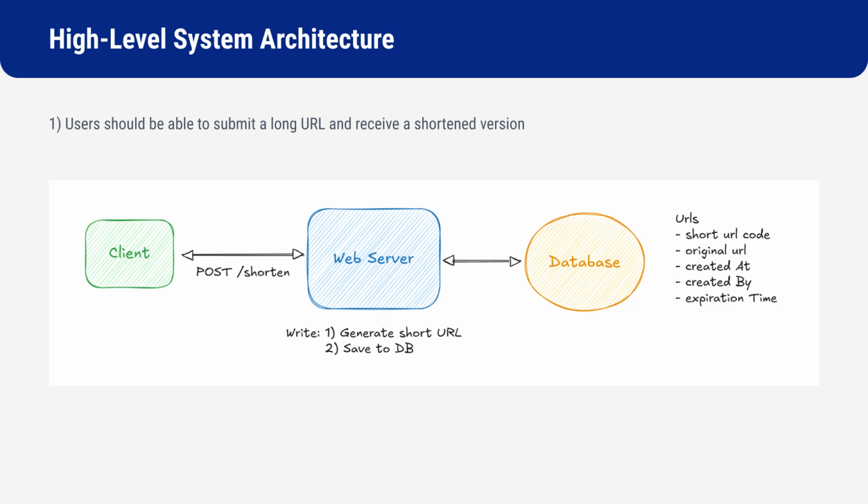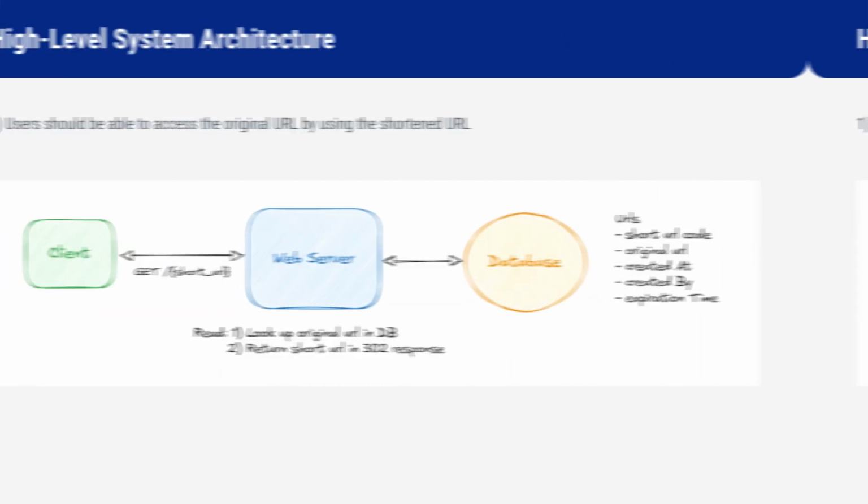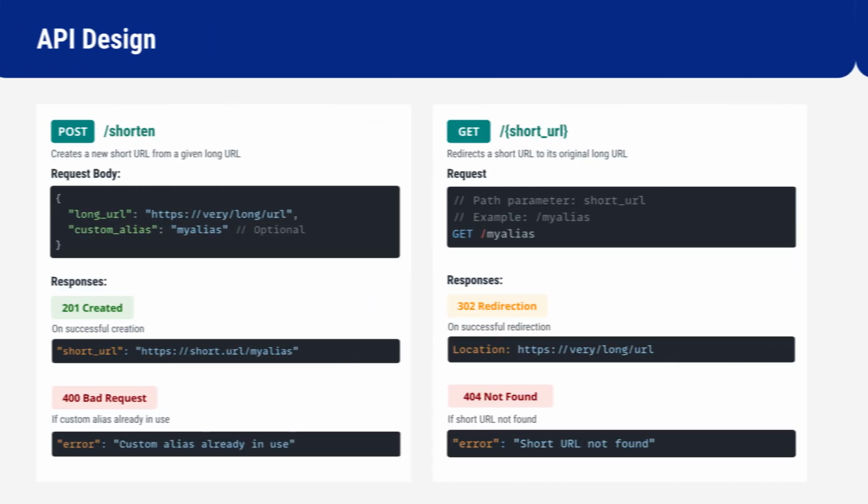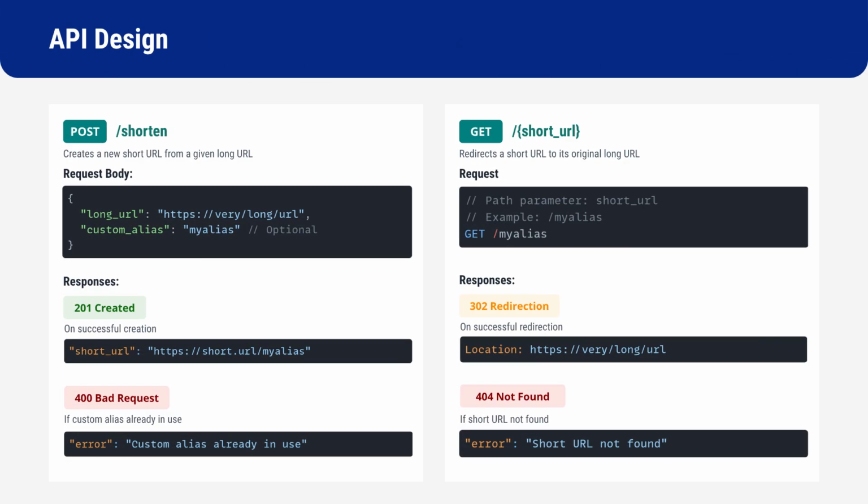Alright, time to build. In the first flow, a user sends a long URL to our server using a shorten POST request. The server validates it, generates a unique key, and stores the mapping in our database. The second flow is what users experience every day. They click the short link. Our service receives a GET request with a short URL, finds the matching long URL, and returns a 302 redirect response.